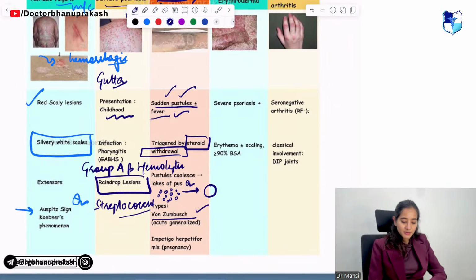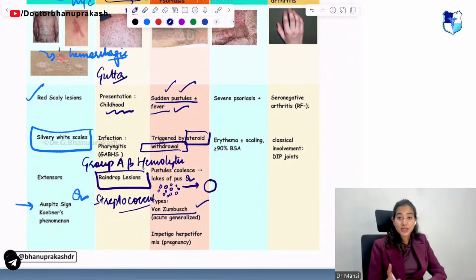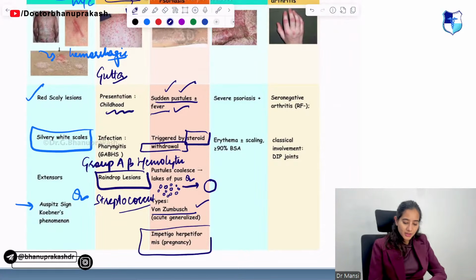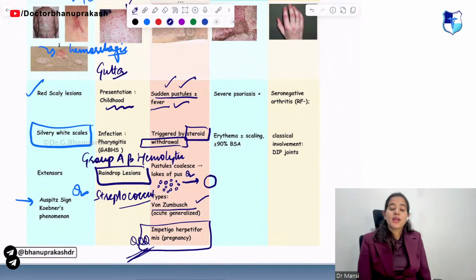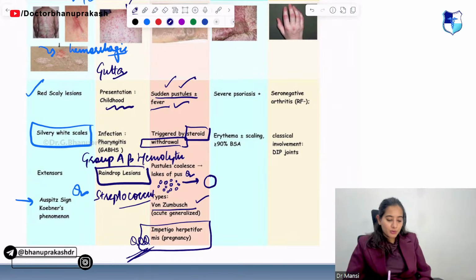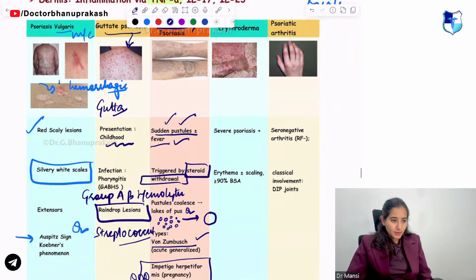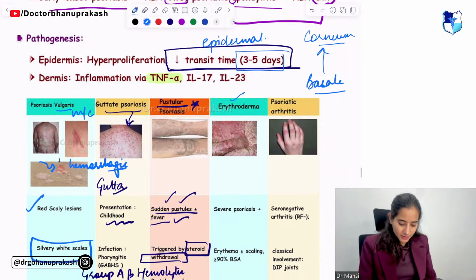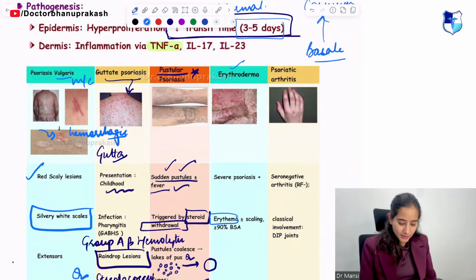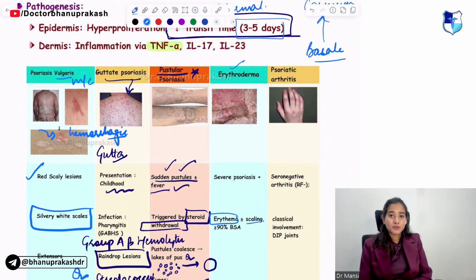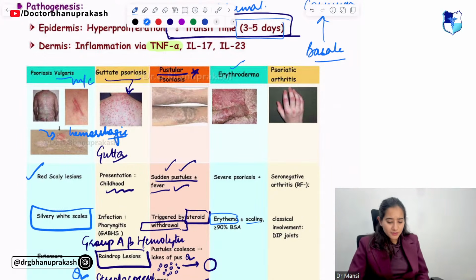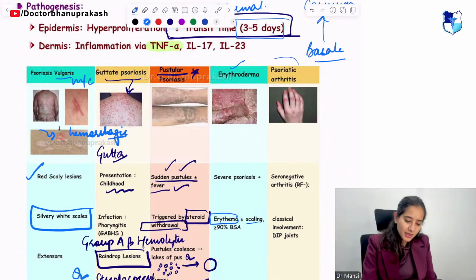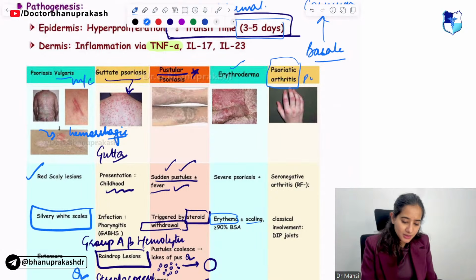There are two types of pustular psoriasis: von Zumbusch type, which is acute and generalized, and, very important, impetigo herpetiformis. This is pustular psoriasis of pregnancy, so in a pregnant female you will be able to see this. Then you have erythroderma. Erythro itself means red. So erythema must be there, scaling will be there, and this is a very severe form of psoriasis. A lot of erythema and scaling will be seen. And in the end, you have psoriatic arthritis, which has been asked previously.